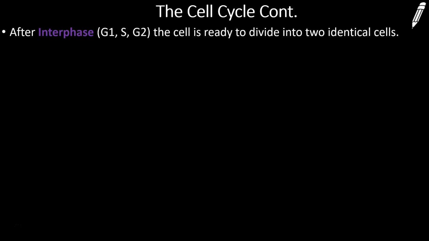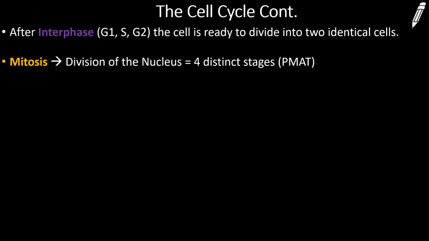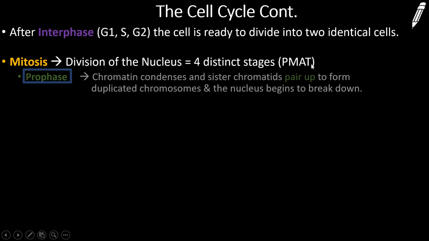Here are the notes that I want you guys to know. After interphase, G1, S, and G2, the cell is ready to divide into 2 identical cells, okay? Then we move into mitosis. Mitosis is division of the nucleus in 4 distinct stages: prophase, metaphase, anaphase, and telophase. In prophase, the chromatin condenses and sister chromatids pair up to form duplicated chromosomes, and the nucleus begins to break down. So I think of prophase, pair up.